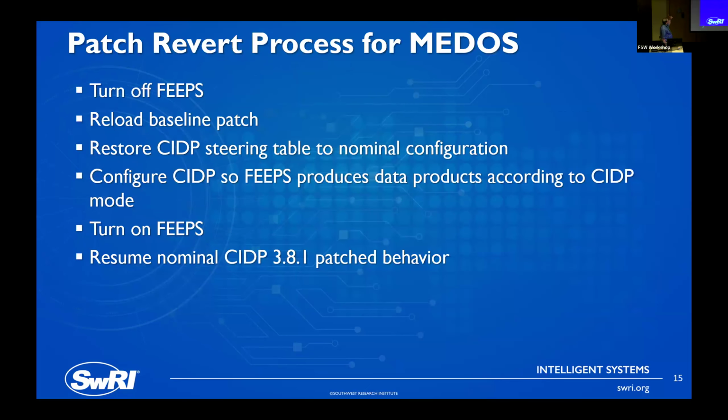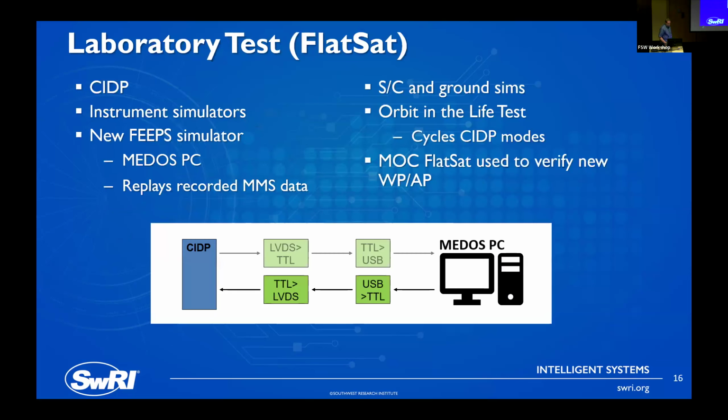This is just the process for reverting the patch. After inserting Meadows and doing our testing with Meadows, we can go ahead and remove the baseline patch and go back to the patching just for the survey data.